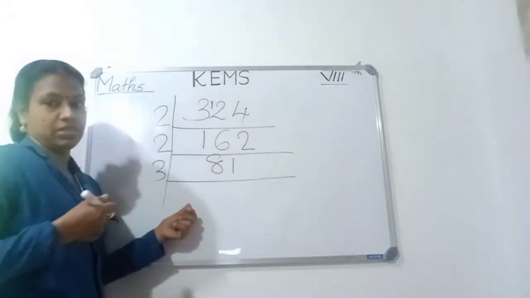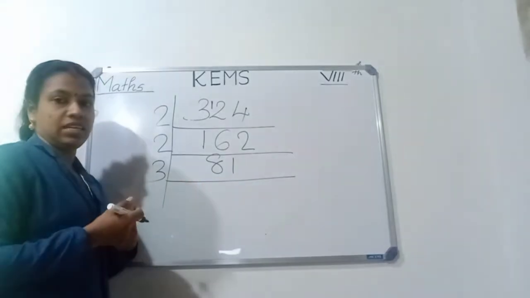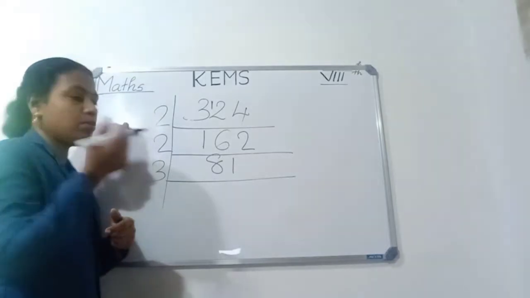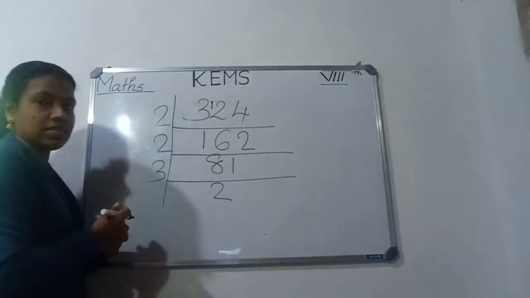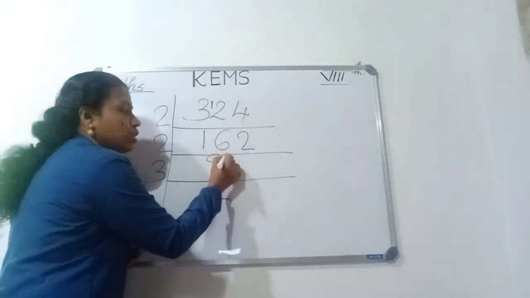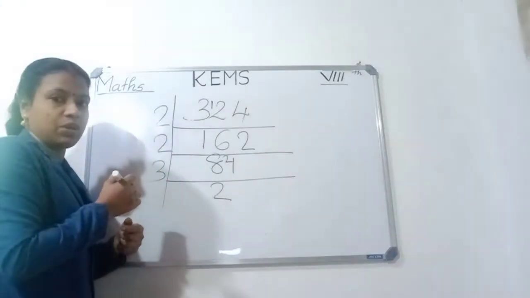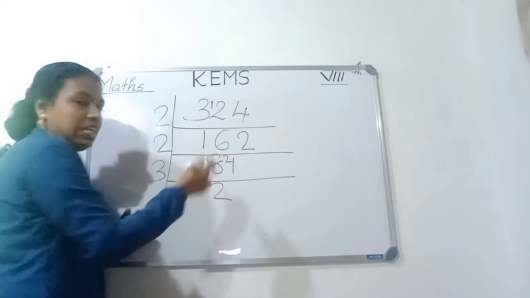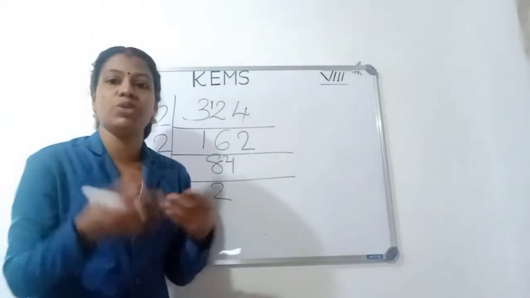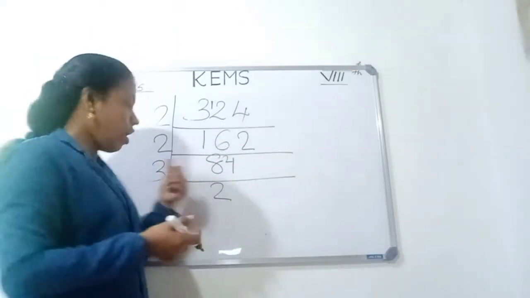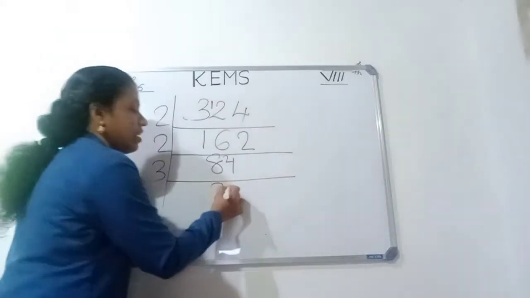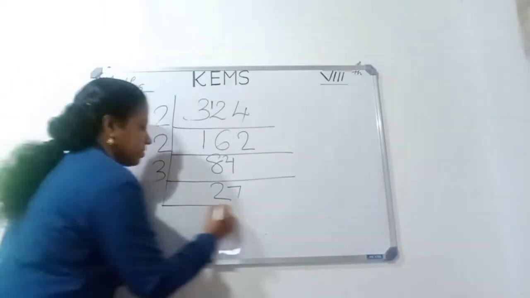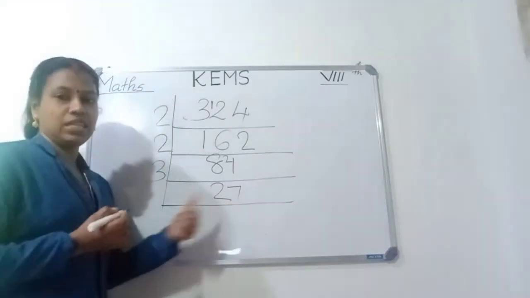First choose 3. In 88, how many 3s are there? 3 3s are 9, so it is not possible. So 3 2s are 6. And 2 is balanced there. Just subtract, so 2 remains. So the next number becomes 21. In 21, how many 3s are there? 7. 7 3s are 21. Again, continue the division.